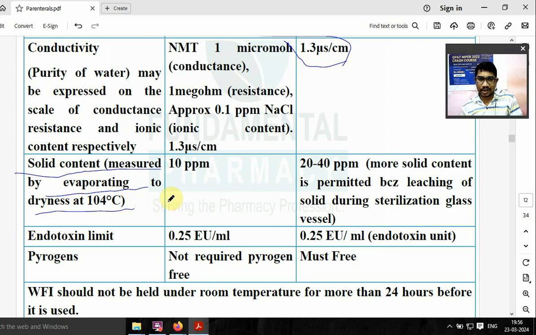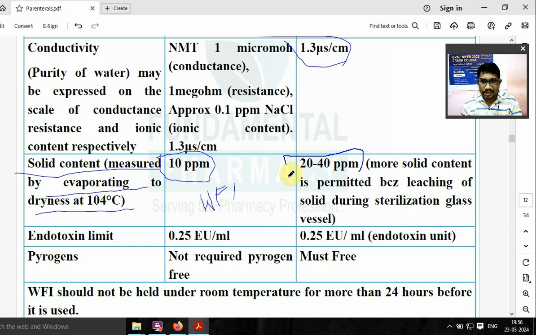Now for sterile water for injection, वाटर फॉर इंजेक्शन इट इज अ 10 ppm. इसके ऊपर क्वेश्चन 2-4 बार आ चुका है. It is the solid content limit for water for injection. Water for injection solid content limit is nothing but the 10 ppm. What is the limit of solid content in the sterile water for injection? It is more than this, 20 to 40 ppm.